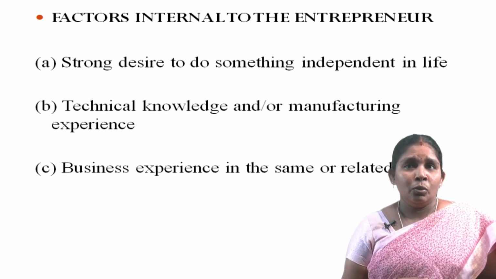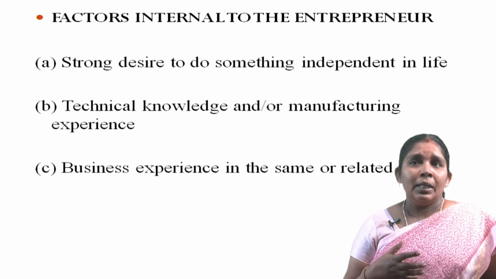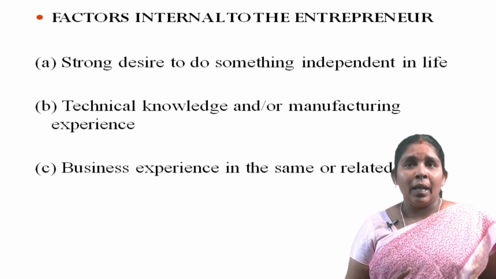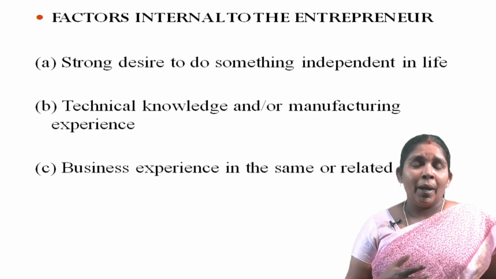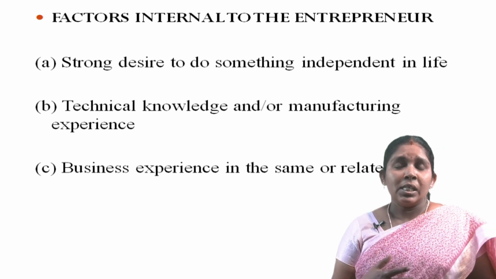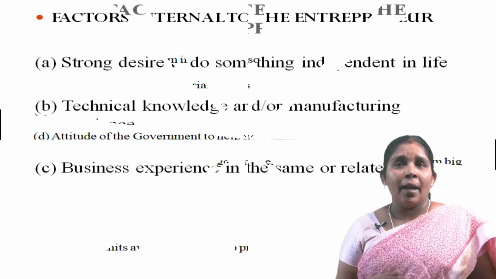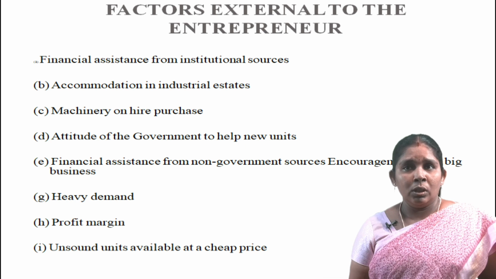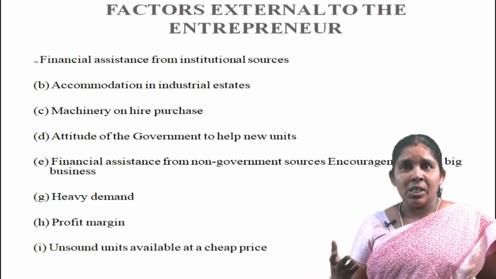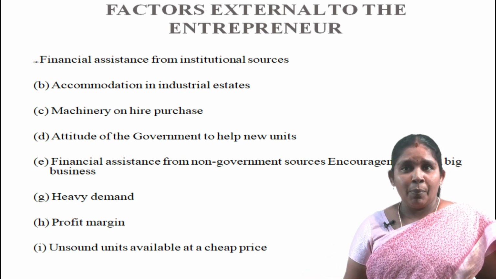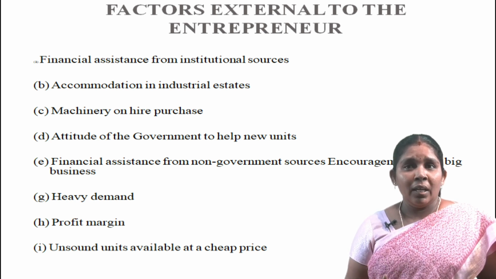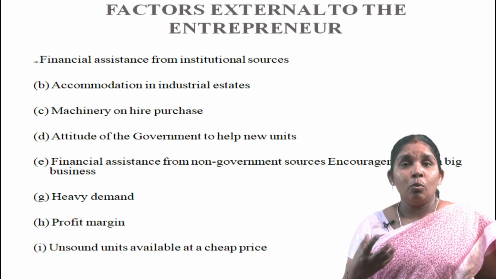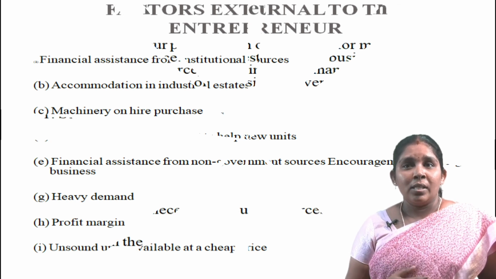Now, internal to the entrepreneur: strong desire to do something independent in life, technical knowledge, manufacturing experience, business experience in the same or related line. Next one is external factors: financial assistance from institutional sources, accommodation in industrial estates, machinery on hire purchase, financial assistance to help new units, heavy demand, profit margin, unsound units available at cheaper prices.